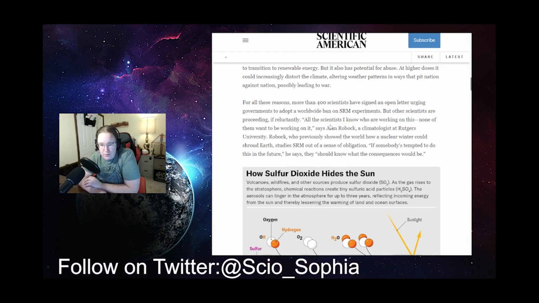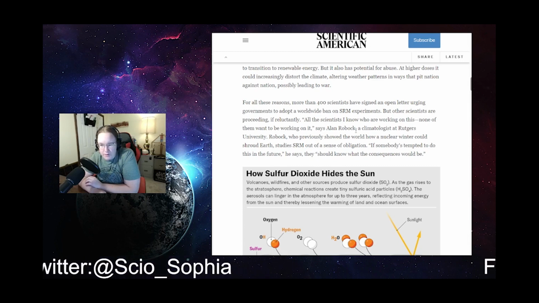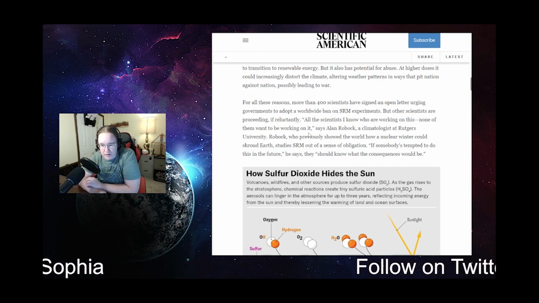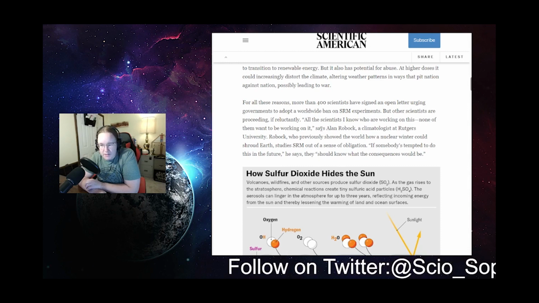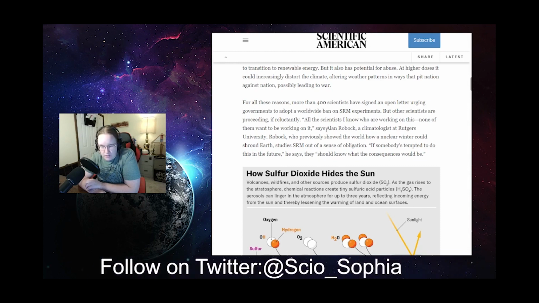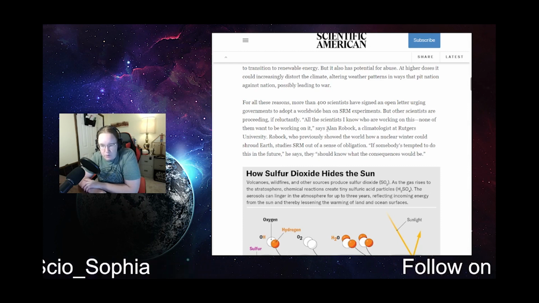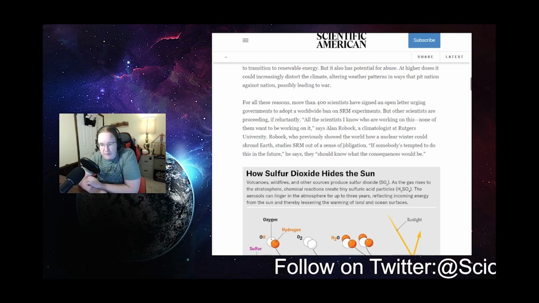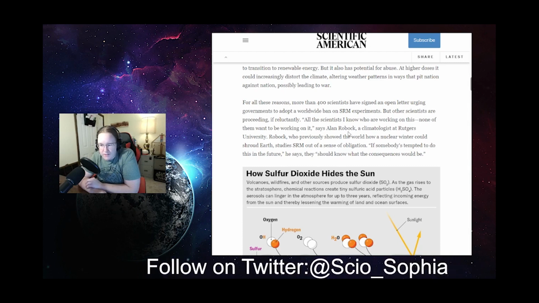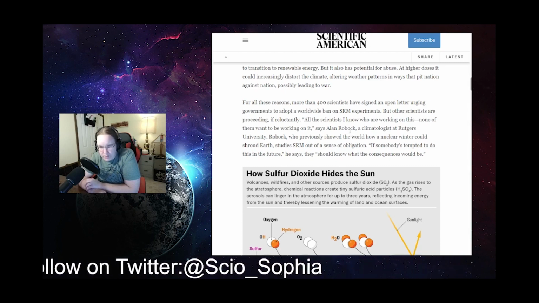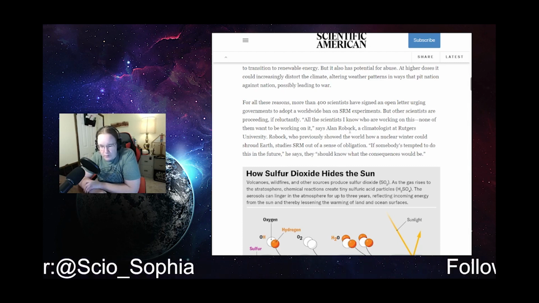But other scientists are proceeding, if reluctantly. Quote, all the scientists I know are working on this. None of them want to be working on it, says Alan Roebuck, climatologist at Rutgers University. Roebuck, who previously showed the world how nuclear winter could shroud Earth, studies SRM out of a sense of obligation. Quote, if somebody's tempted to do this in the future, he says, they should know what the consequences would be.